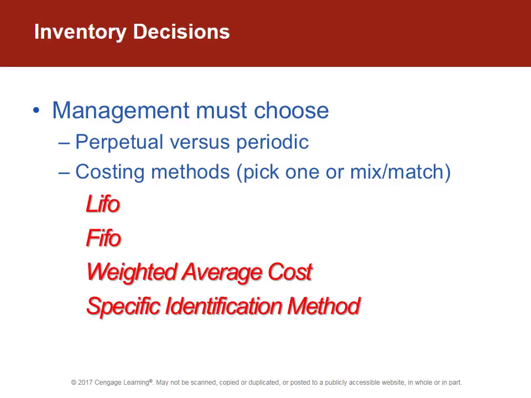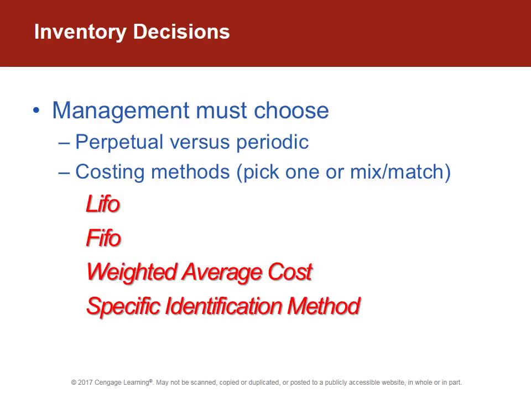But management also has to pick a costing method: LIFO, FIFO, weighted average cost, and specific ID. Yes, each company picks one of the four, or they can mix and match.